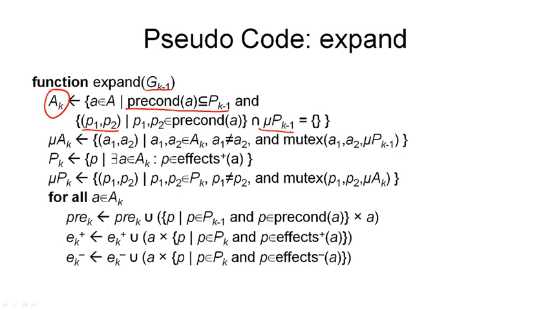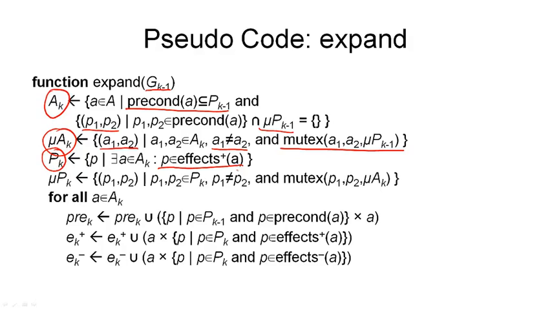And when we've got our new actions, we can compute the mutex relations between our new actions. We can do that by going through all the pairs of actions that are in our new action layer. They must be different actions, and we use the mutex function that we've described earlier to compute whether they are mutex in our new action layer. Then we can compute the next proposition layer, Pk, and that simply consists of all the positive effects of all the actions in our preceding action layer.